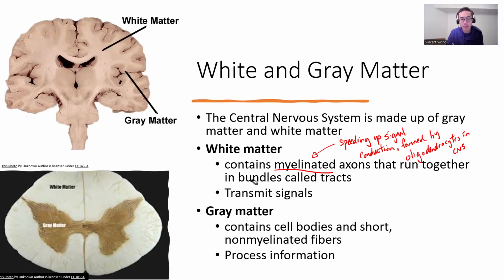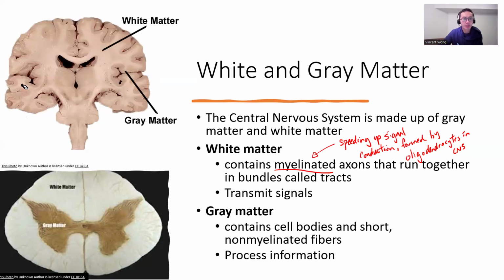So white matter is for transmitting signal, whereas gray matter, they contain cell bodies, short non-myelinated fibers. Not all the axons are going to have myelin on them. If they're really, really short axons, you actually don't need myelin. And the gray matter is primarily responsible for processing information. So the way that it is being organized is a little bit different in the brain than it is in the spinal cord.